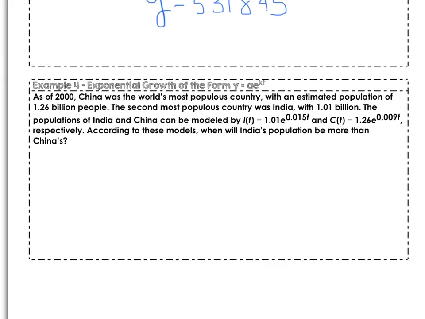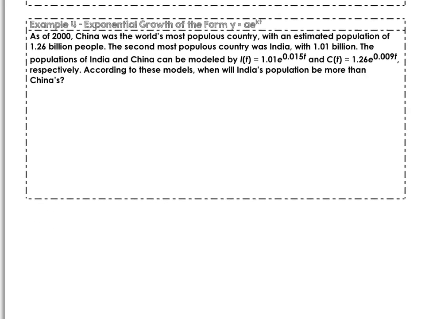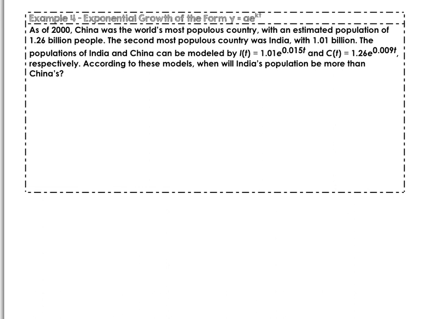The very last example actually deals with inequalities, but I do want you to take a look at it because it deals with another growth equation here, okay? So we have an equation of the form y equals a times e to the kt, okay? And we're actually given the equations for these two countries, and we're trying to figure out when is India going to be bigger than China's? So essentially, when is this equation here going to exceed my other equation here?